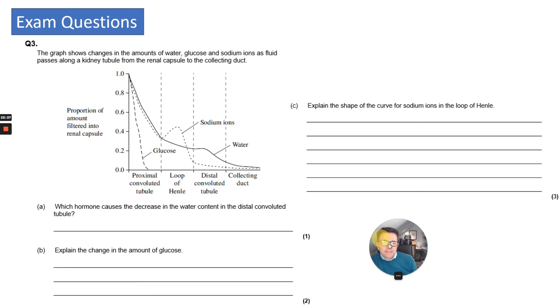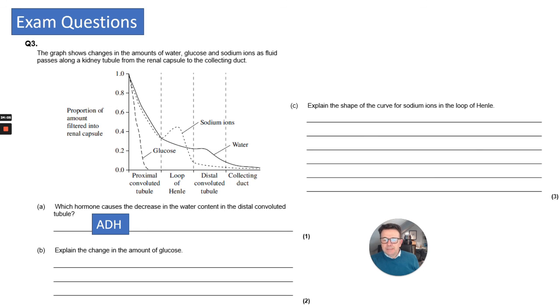Here's another one in terms of looking at data. So again, I'd like you to answer in 3, 2, 1. So the graph shows changes in the amounts of water, glucose and sodium ions as fluid passes along a kidney tubule from the renal capsule to the collecting duct. So first question, which hormone causes the decrease in water content? Well, there's only one hormone and that's pretty simple, it's ADH.